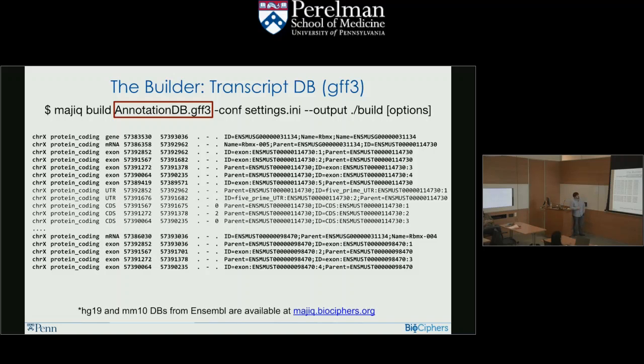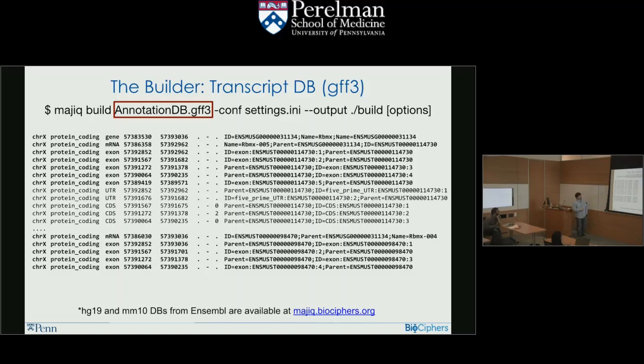So the third column here is the feature column that tells you what this line is describing. I've bolded here the things that MAJIQ will pick up on, and some things that MAJIQ doesn't really care about. So for every gene in the GFF3 file, there should be a gene line defined here. That gene should have a unique ID or a unique name, and that defines the boundaries of where this gene, RBMX, occurs in the genome.